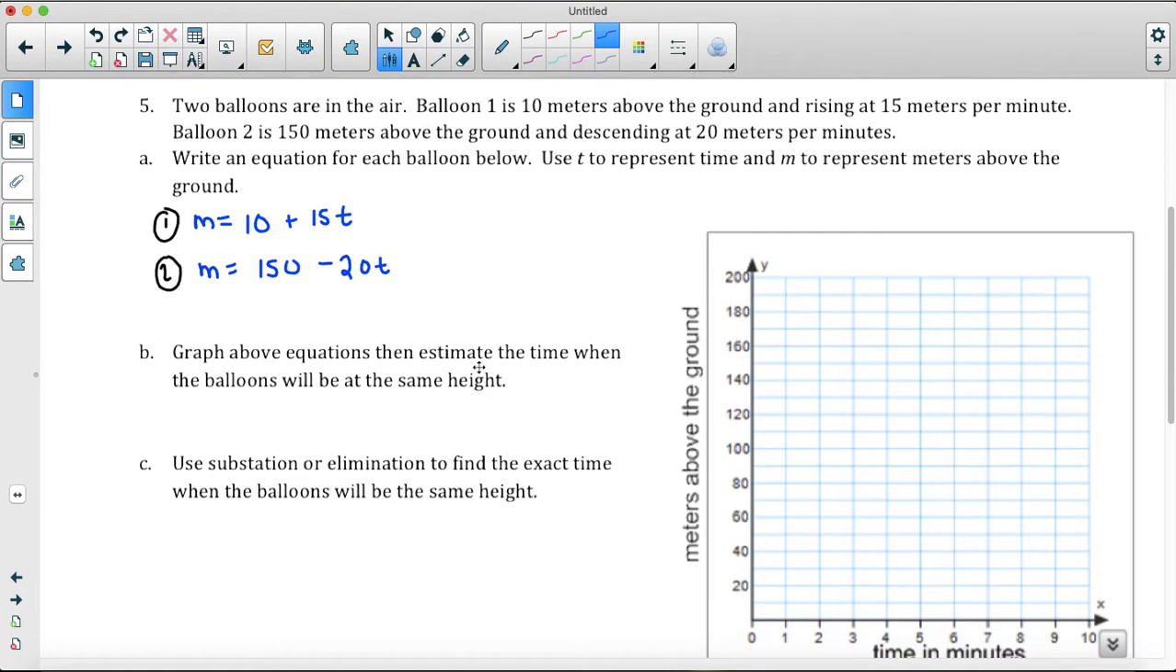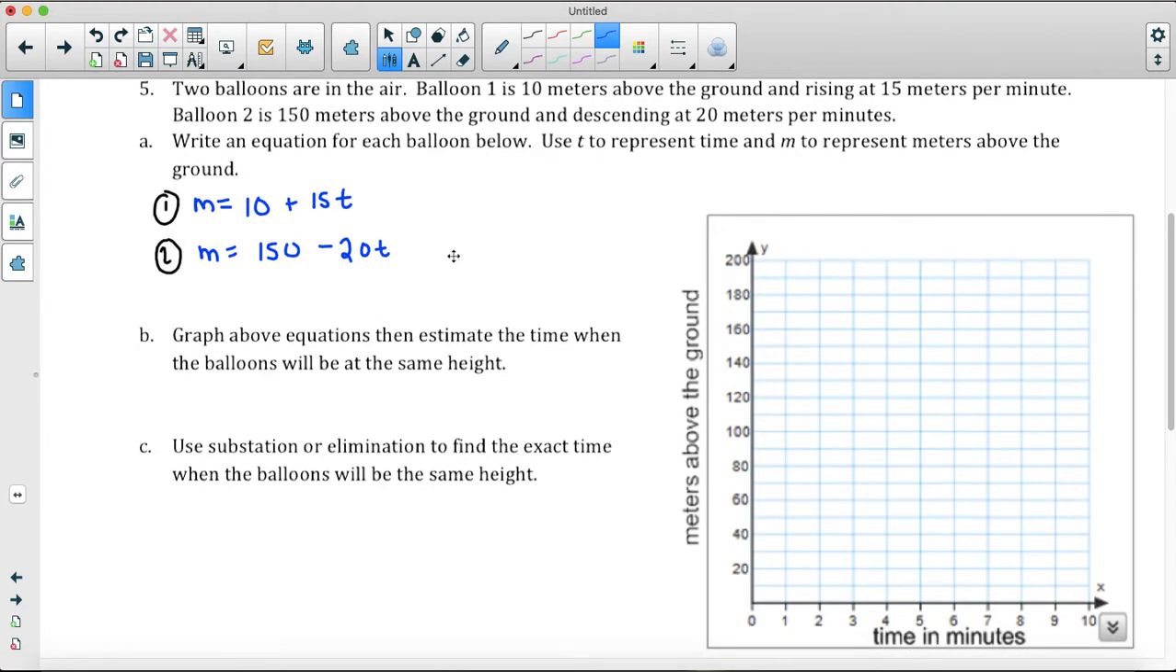This one asks us to graph the above equations, then estimate the time when the balloons will be at the same height. So we're going to estimate it based off of the graph. So for the first balloon, I'm going to graph it in purple. It has a y-intercept of 0, 10, and it has a slope of 15 over 1. So it's going to rise, so go positive 15, so that's 10, 15, positive 1.